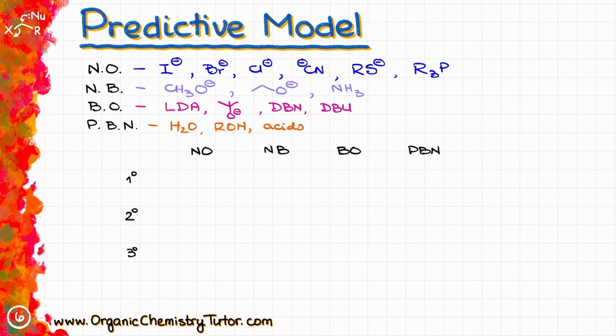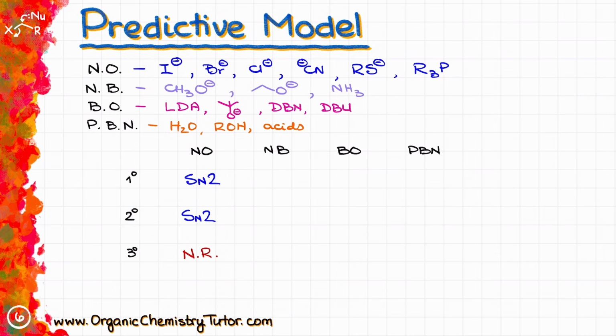If we have a primary position with a nucleophile only, the major mechanism is going to be SN2. For the secondary position, it is also going to be SN2. Since tertiary positions are too crowded for any kind of efficient nucleophilic attack, that is going to be a no reaction type of deal.